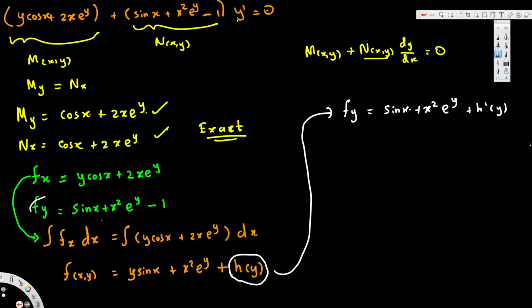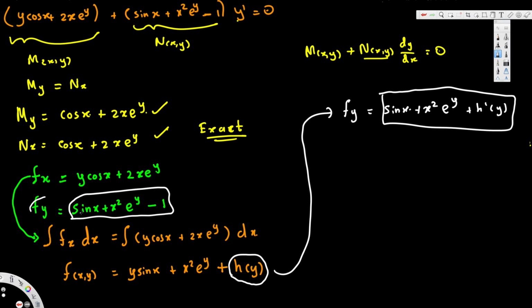Okay, now let's go ahead and compare these two, this one and this one. If you compare, you can see the first one is the same, sin x, the second term is the same, x square e power y. The third term, h prime of y, here we have -1. So from this one we know that h prime of y should be equivalent to -1.